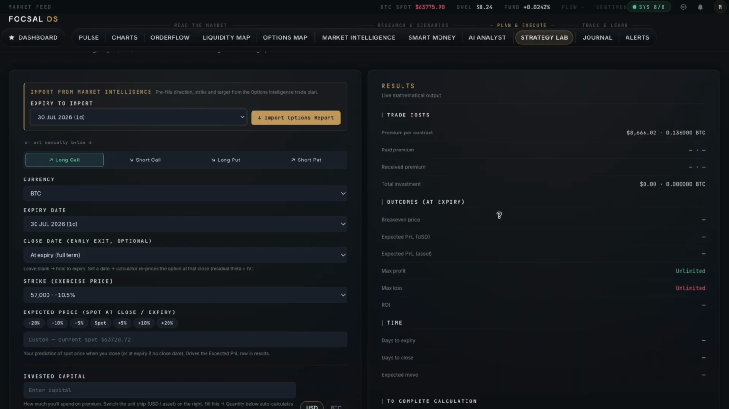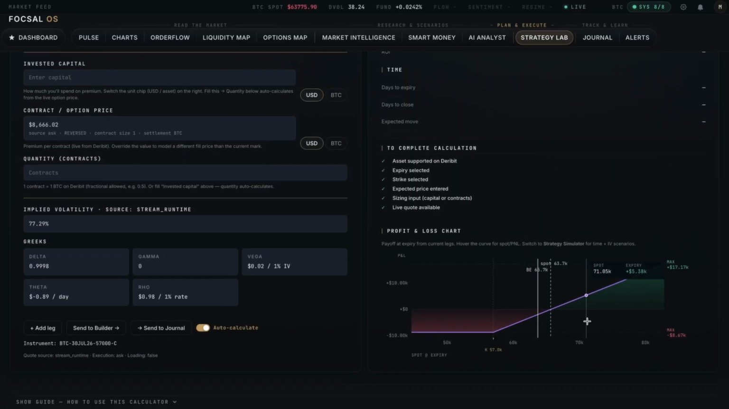What you'll pay, where your break-even sits, how much you can make, how much you can lose. And Zone 3, at the bottom, the payoff chart. It shows what you'll have at different Bitcoin prices on expiry day. You fill in 4 things, you get a complete answer.